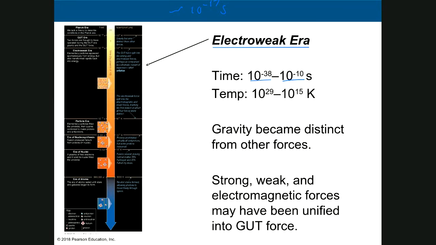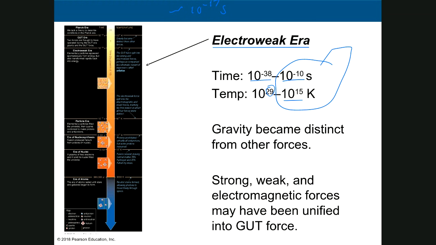But you'll notice this takes us from 10 to the minus 38 seconds to a tenth of a nanosecond, all right? And the temperature drop is enormous, from 10 to the 29th Kelvin to 10 to the 15th Kelvin, all right? Now, we can't see the high end of the electroweak era, but our instruments can just cross over this threshold into the electroweak era, all right? So in this era, we have an electroweak force and a strong force.